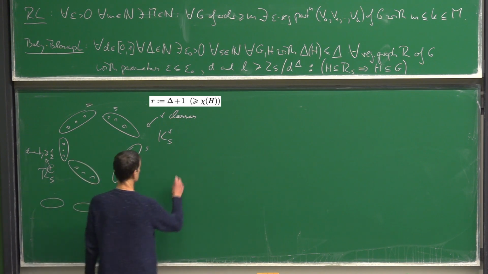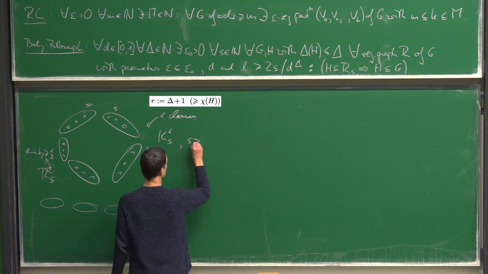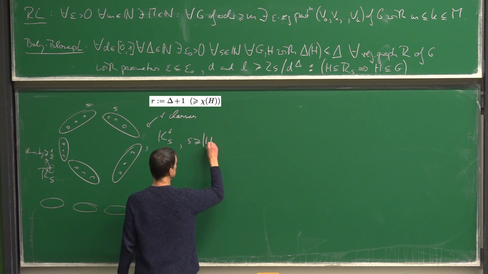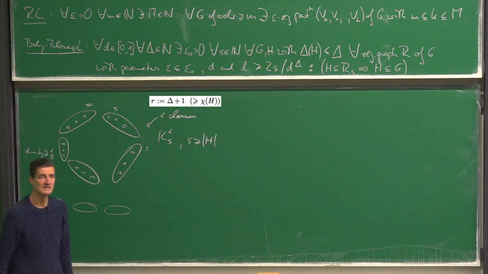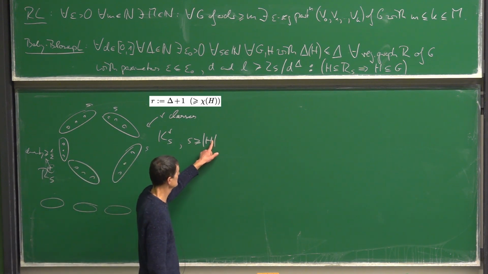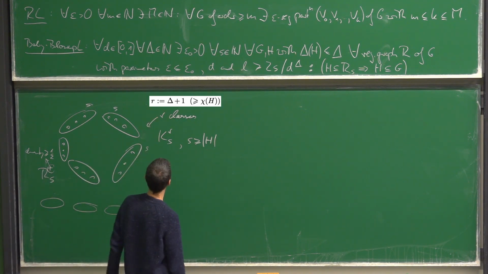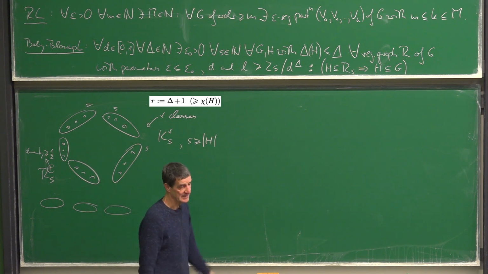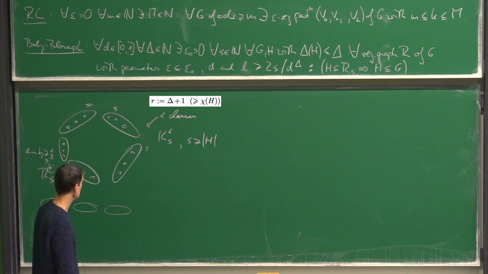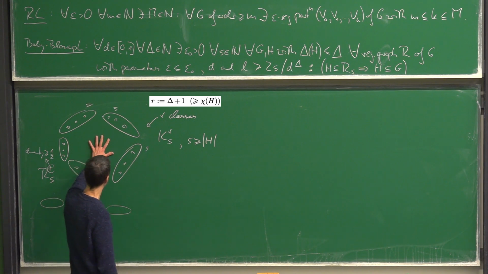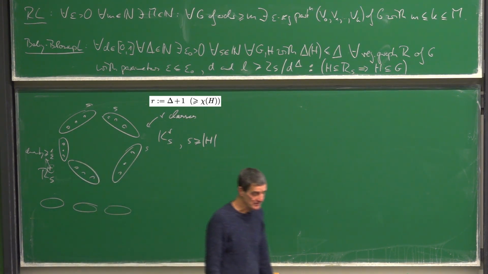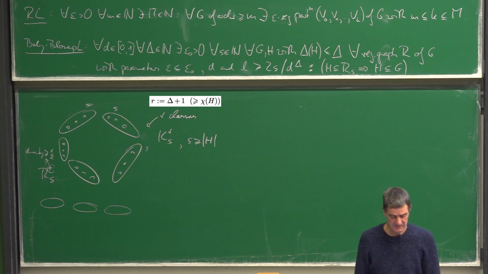So let's make s big enough, easily big enough to do that. So for example, let's choose little s as the order of H. Remember, we are allowed to choose little s late in the blow-up lemma. Okay, so H embeds in this if the chromatic number of H is at most r.